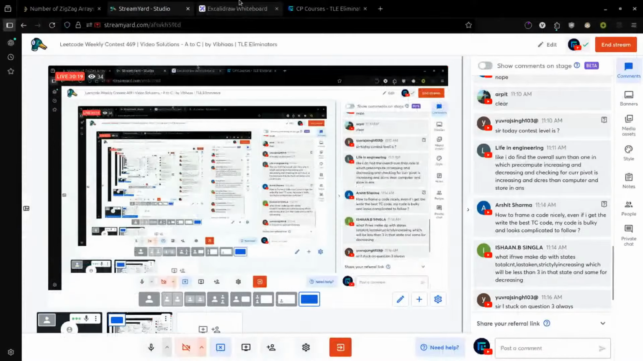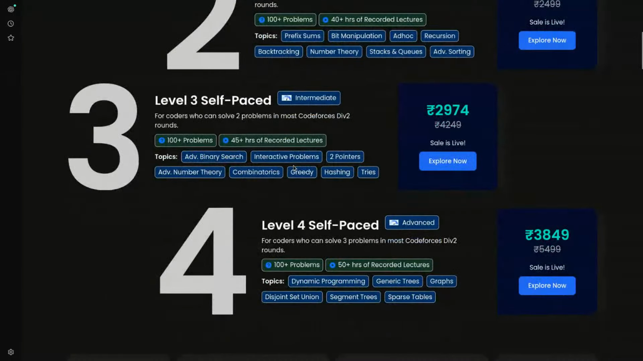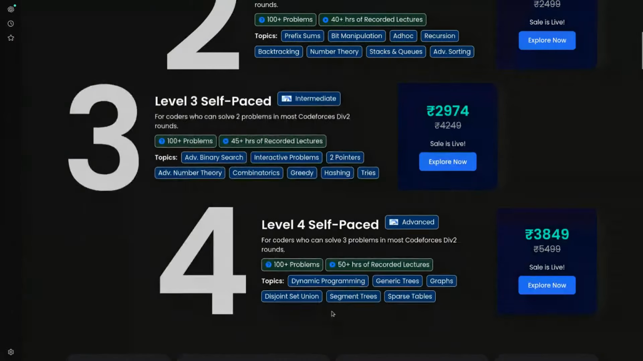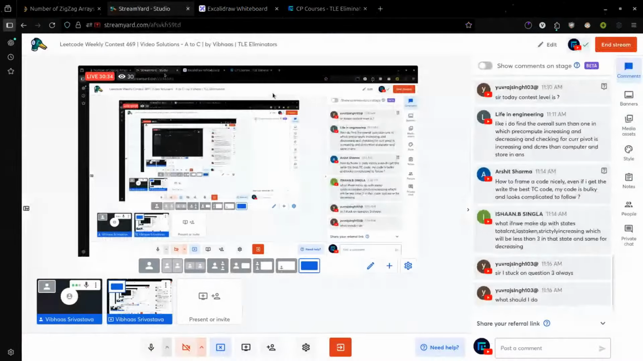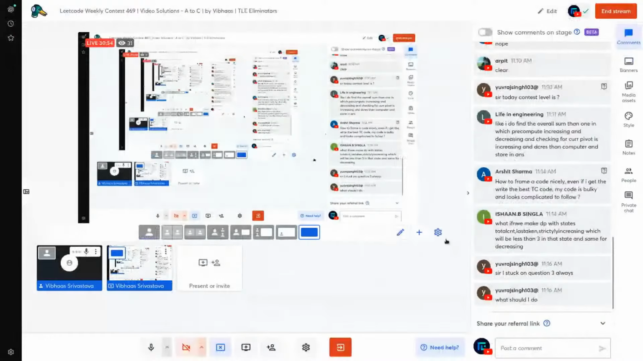You get stuck on question 3 always. Well, then that means that you need to learn some standard topics, right? So usually question 3 will use some standard topic like binary search, two pointers, combinatorics or DP. So you can try the level 3 or level 4 courses on TLE, or otherwise you can just see these standard topics. Two pointers is common as a third question. Combinatorics is common. DP is common. Some basic graphs are common. So you should practice these standard topics and that level of questions. That's pretty much the only way.